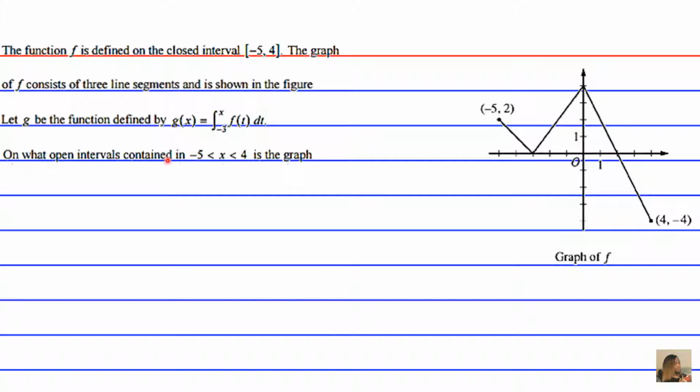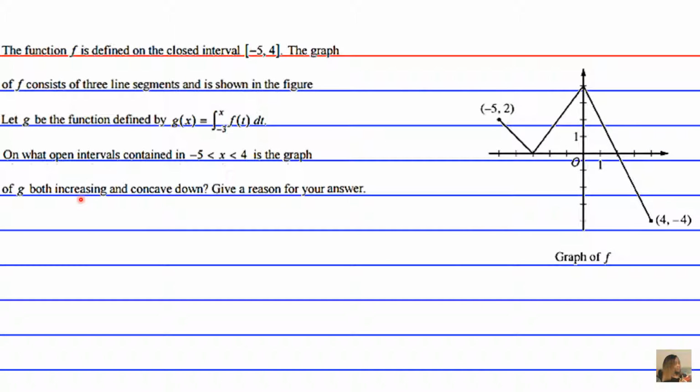On what open intervals contained in (-5, 4), where x is between -5 and 4, is the graph of g both increasing, that means going up, and concave down? In addition to explaining the intervals, give a reason for your answer. All right.